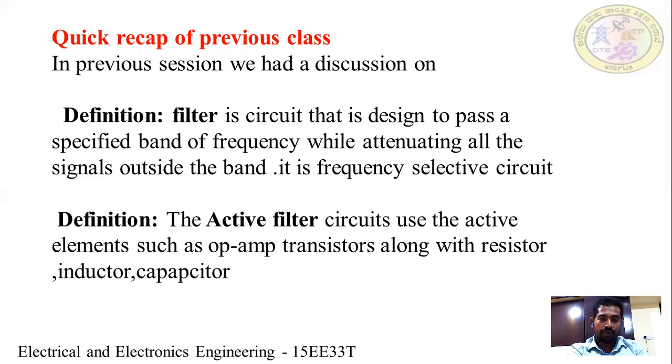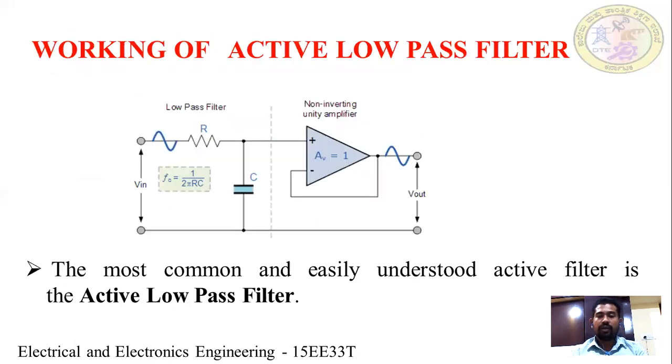Let me go to today's actual session, the working of the active low-pass filter. The circuit diagram consists of the low-pass filter unit. For this, the cutoff frequency fc is equal to 1 divided by 2 pi RC, and we have connected a resistor R and a capacitor C. This is the capacitor.